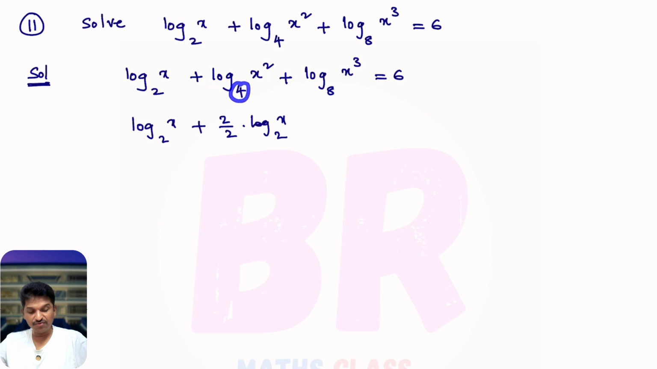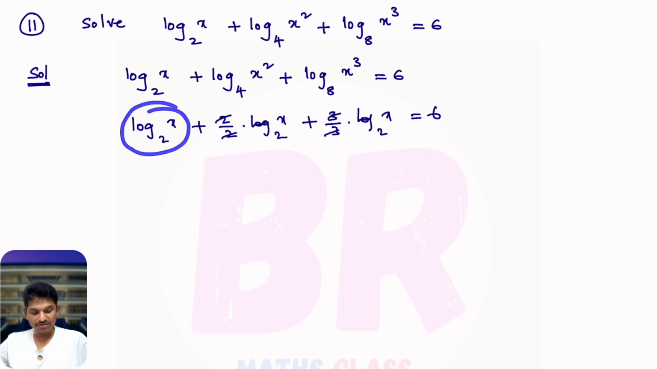This 4 can be written as 2 square. Similarly, this 8 can be written as 2 cube. Then this can be written as 3 by 3 into log x base 2 equal to 6. This is 1, these terms will get cancelled. You see log x base 2 plus log x base 2 plus log x base 2, that is 3 times of log x base 2.